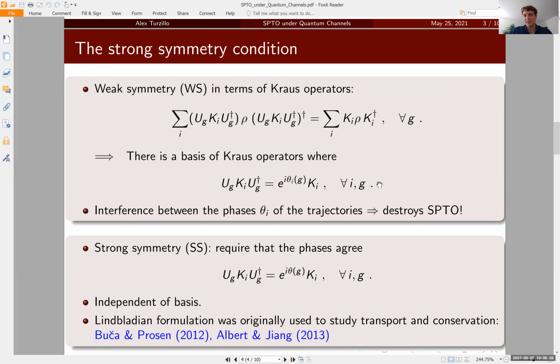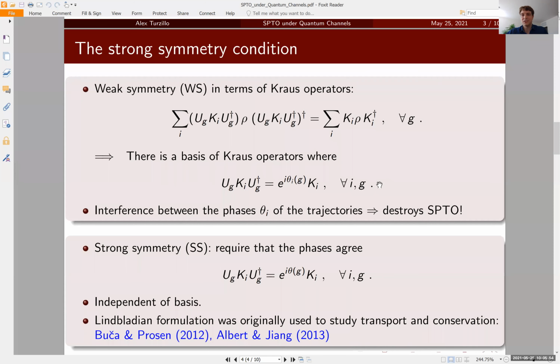It essentially says that the symmetry commutes with the individual Kraus operator up to some phase. But crucially, that phase can depend on the Kraus operator. It depends on this index i. So this provides just a little intuition about why we shouldn't have expected weakly symmetric channels to preserve SPT order.